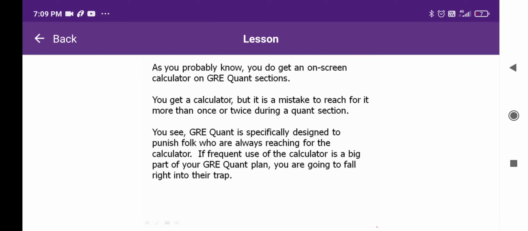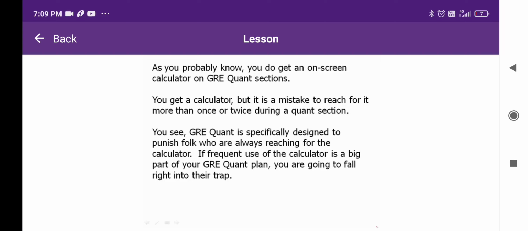There's many people, that's just the way they think. They practice every math problem with a calculator right there. They're always touching the calculator, and they figure, well, I'm going to have a calculator on the GRE, so I might as well just use the calculator as much as possible. Big, big mistake. I'm going to advise that you try in all your practice not to use a calculator.